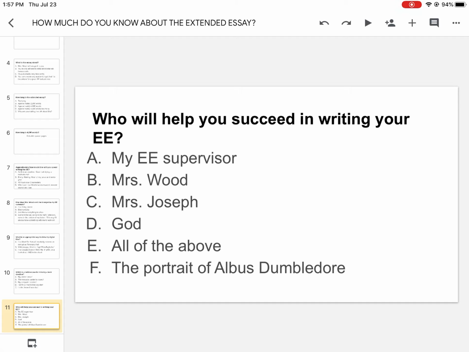No matter what, you also have me to help you, and Mrs. Joseph. We're both here to help you. Of course, God is with us in all things, and while I wish the portrait of Dumbledore would help us, he probably isn't available right now. But you do have a lot of support at Notre Dame, so take a deep breath. This is going to be okay.